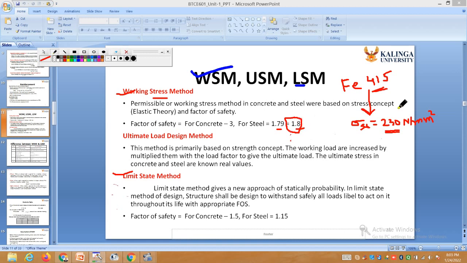Let us take another example. Now in this RCC structure, the designer knows that the minimum grade of concrete which has to be used in the construction of the beam is M20.